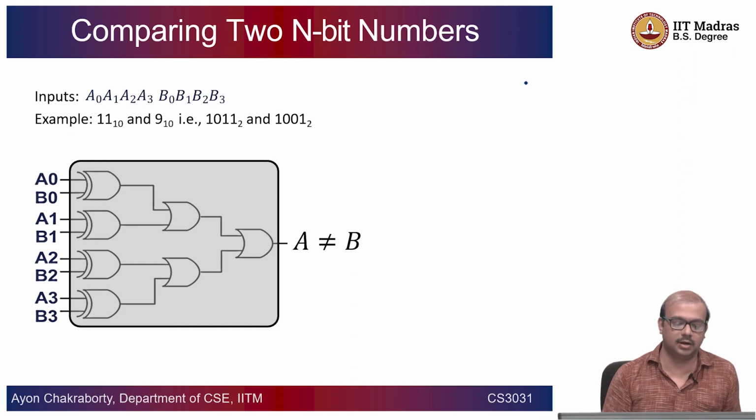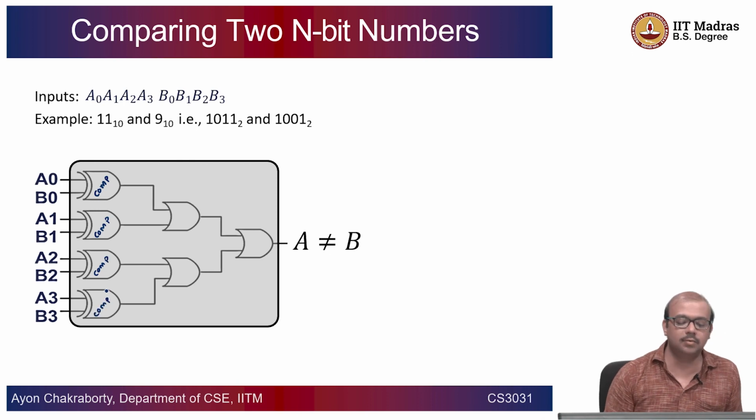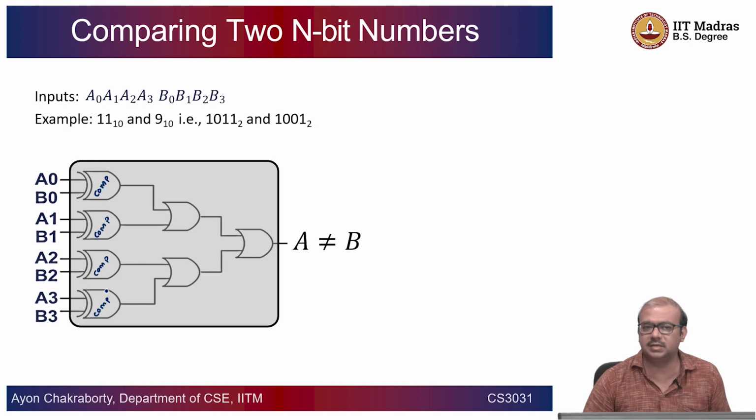So, you have these 8 bits as an input. You take the first bit of the first number and the first bit of the second number, and you compare them. This is a comparison that takes place, this is another comparison that takes place, another comparison that takes place, another comparison that takes place. Now, if even a single comparison fails, then the entire comparison will fail, right.